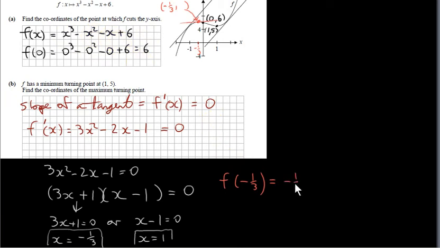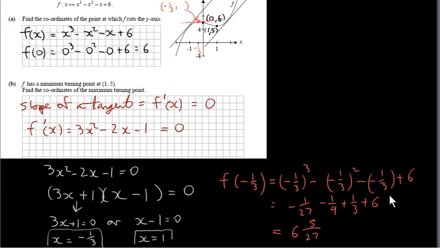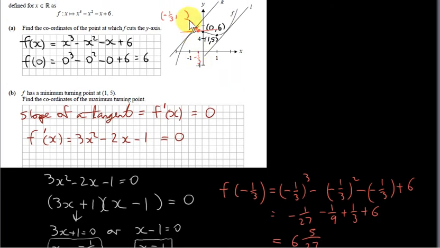So you see we have minus a third cubed. Then we have minus a third squared. Then we have minus x, so we have minus a third. And then we have plus 6. If you work out all of this, you will get plus 6 and 5/27. So we can see the picture here. This point has a y value that's greater than 6, a y value that's greater than the y value of the intercept, as expected.